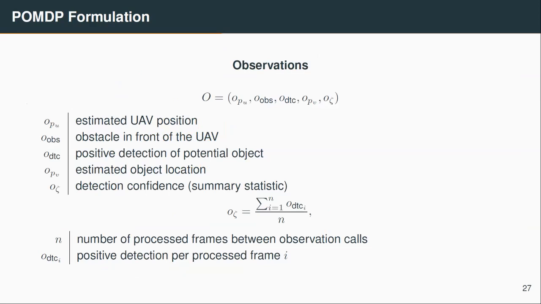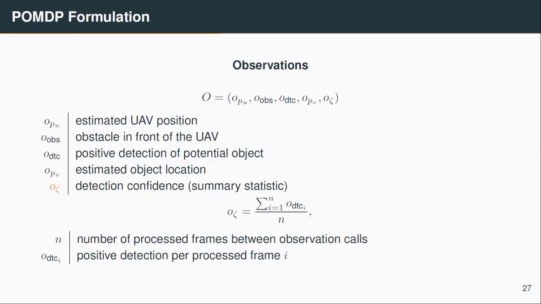Importantly, some observations include the estimated position of the UAV, that's given by the flight controller. We also have our estimated object location, that's estimated from our object detector. And here we have our detection confidence, that in this case is a summary statistic of the confidence level in our detections.